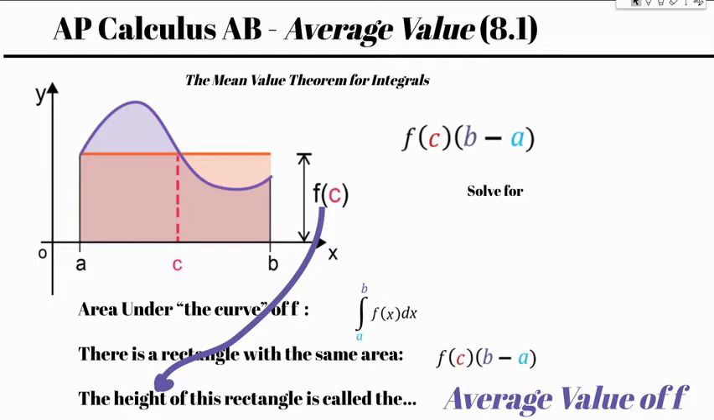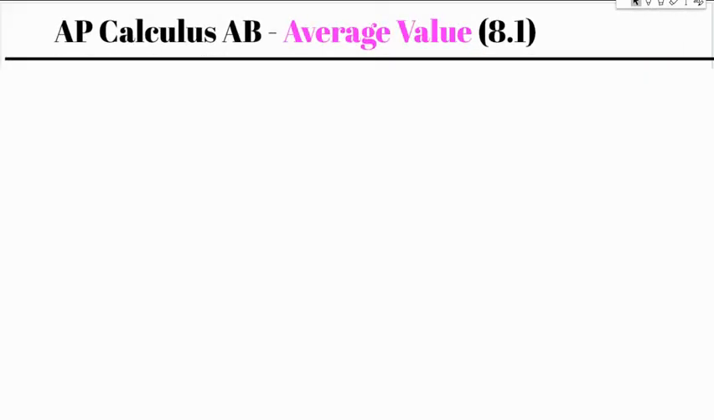We have this c value such that when we do f of c, the height of the rectangle, times b minus a, the length of the rectangle, that rectangle's area will be the exact area under the curve. But the average value is the height, or the f of c. So we solve it for f of c. So consider dividing by b minus a, or multiplying by 1 over b minus a, which brings us to this.